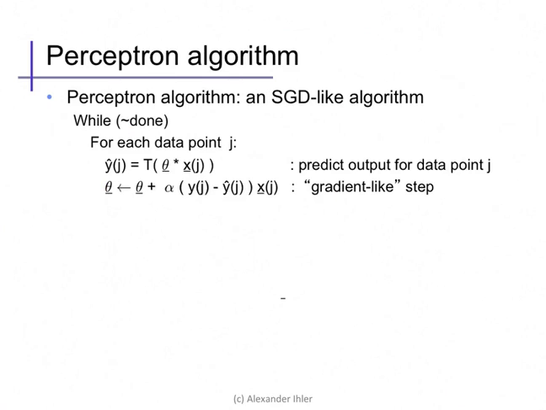Here's another historical algorithm called the Perceptron algorithm that will fix some of these issues. The Perceptron algorithm is a stochastic gradient descent-like algorithm. At each iteration, we run through all the data points, one at a time, and perform an update of the parameter vector for each one. For each data point, we compute our prediction y hat, and then we take an update to the parameter theta.